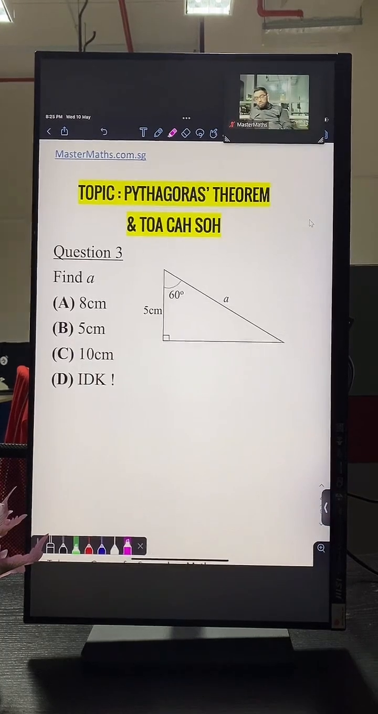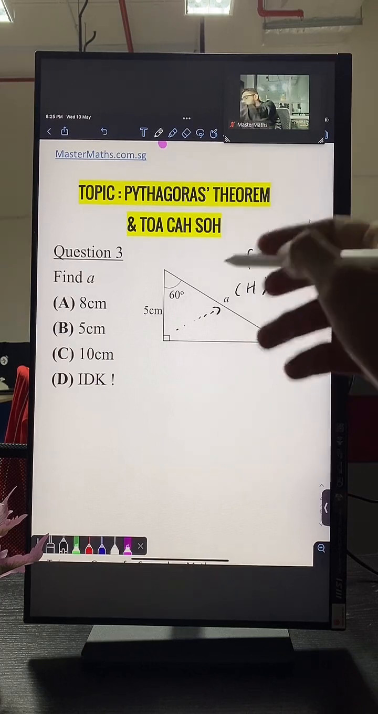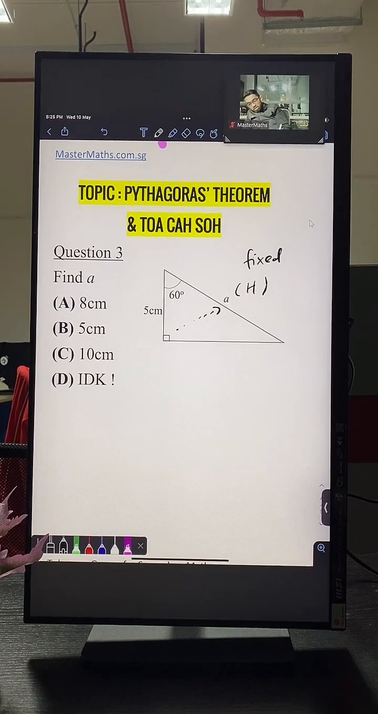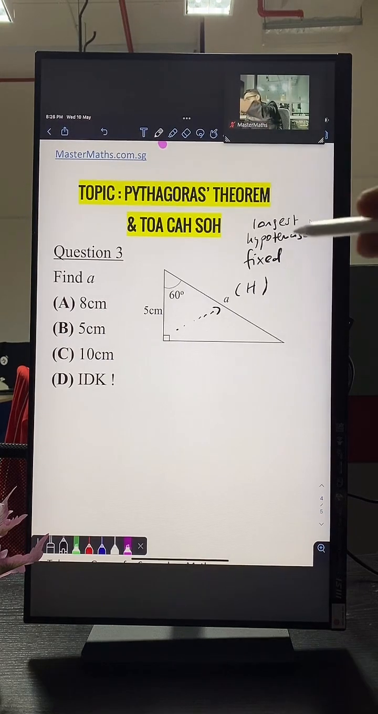Okay, done. Now, in order to find the value of A, A is the hypotenuse. Let's write this down as the hypotenuse. This hypotenuse is fixed. It is a fixed length. This will never ever change. The hypotenuse is always across the 90 degrees and is also the longest length. So again, your hypotenuse is fixed and it is the longest length in a triangle. It is fixed.